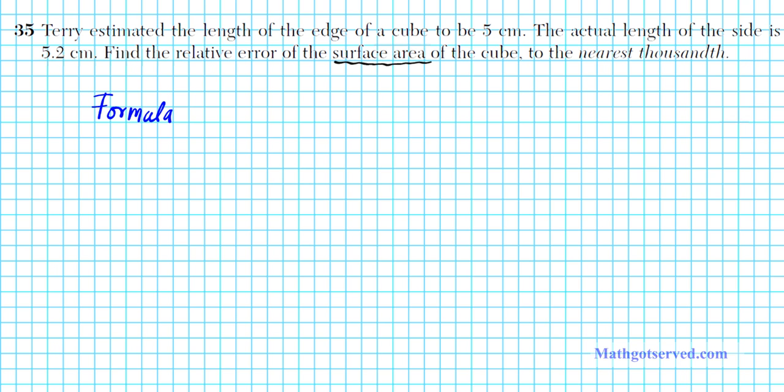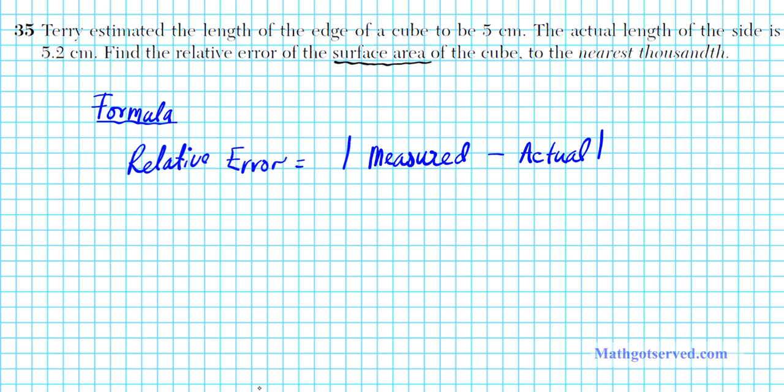Okay, so before we go ahead and calculate that result, let's go over the formula first. The formula for computing the relative error. Okay, so relative error can be found by determining the absolute value of the measured minus the actual, absolute value of that difference divided by the actual.